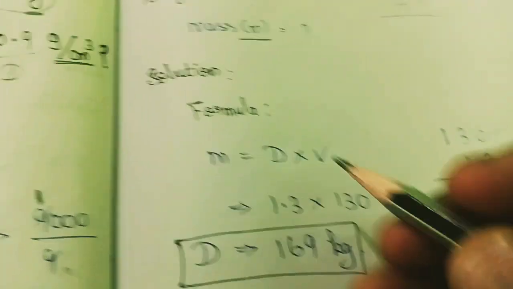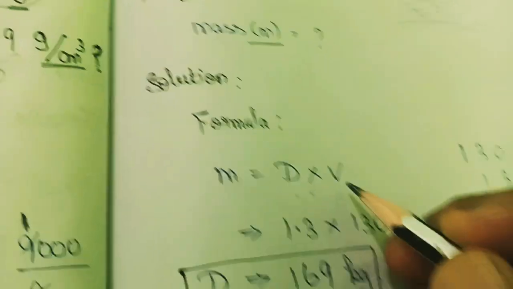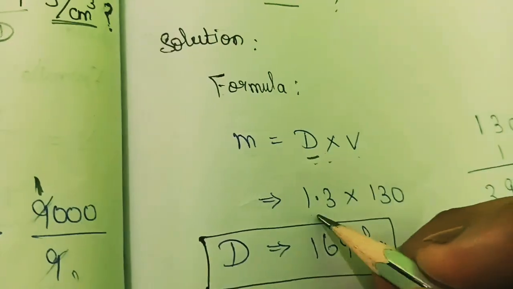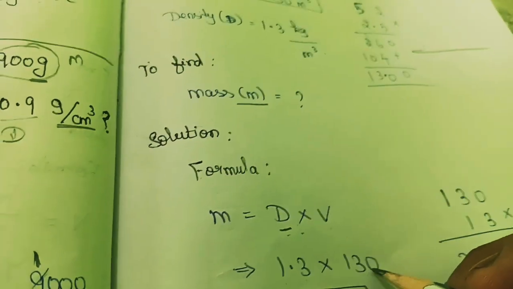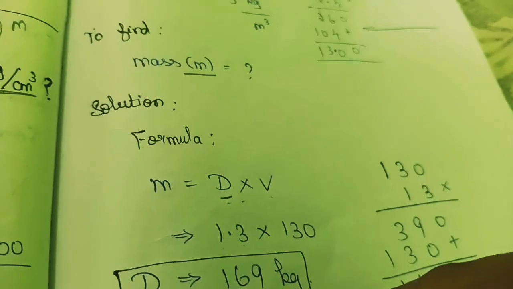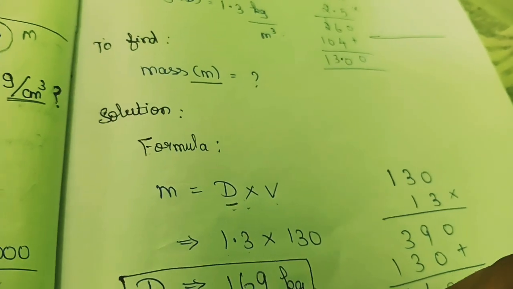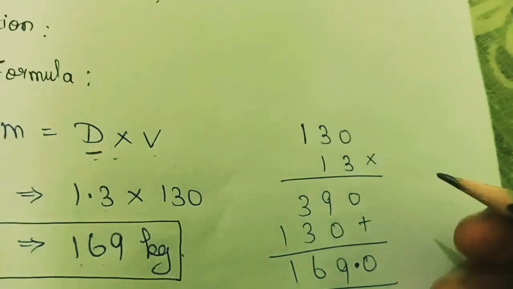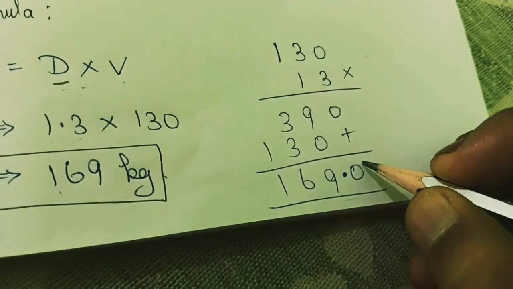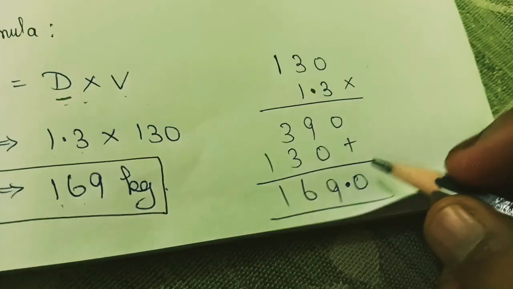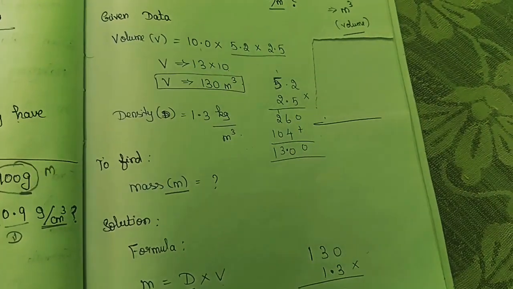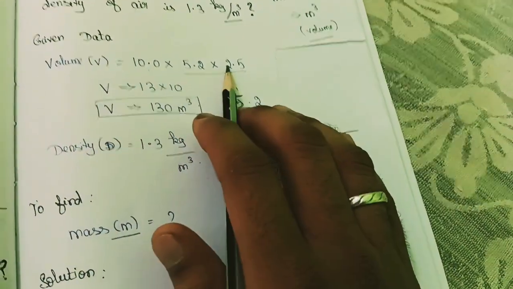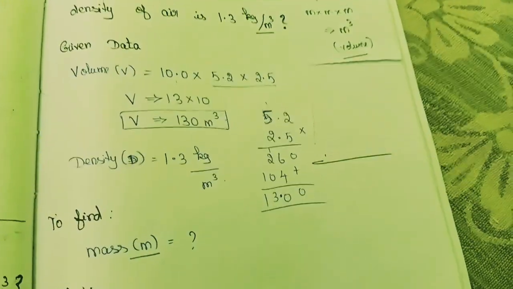Mass is equal to, what's the formula? Density into volume. So what's the density given? 1.3. And what is the volume we found? 130. When you multiply these both, you'll be getting 169 kilogram. This is the process I have found, and you'll be getting a 0, and here we have a point, so I'm neglecting this digit, the point will move. Can you understand? This sum is nothing, you are just going to multiply these 3. Is it okay? Thank you.